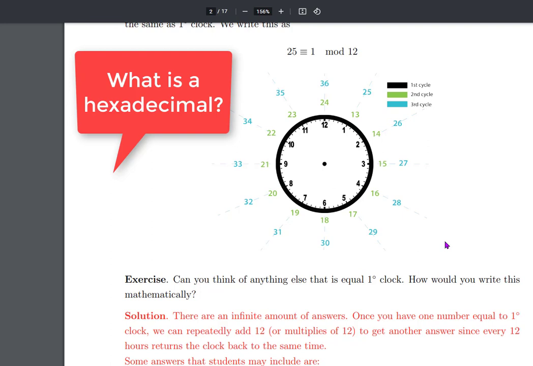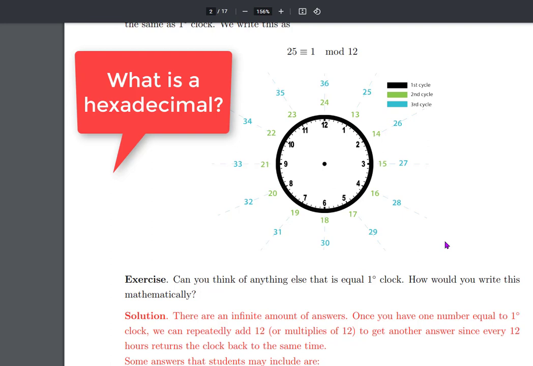You might ask, why do we have a clock on the screen? Well, a clock is the easiest way that I know of to explain a base number system other than 10. You know, a clock being base 12. So you've been doing this type of arithmetic all your life using the clock.